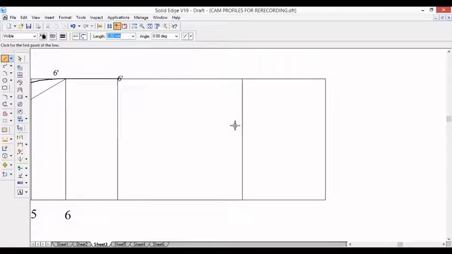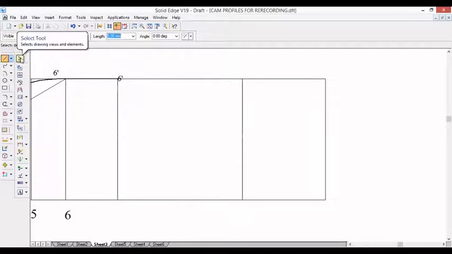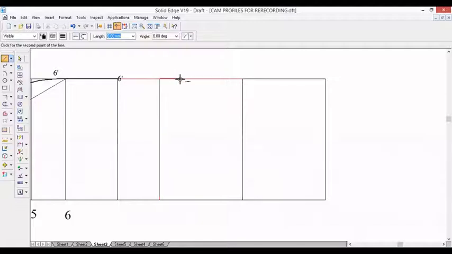So we divided the return stroke. This part will be the acceleration and this part will be the retardation. Let us divide the acceleration part into 3 equal parts because 36 is a multiple of 3. So 36 mm, if we divide into 3 equal parts, we will get 12 mm. So 12 mm 0 degree, draw a vertical line, 12 mm 0 degree.